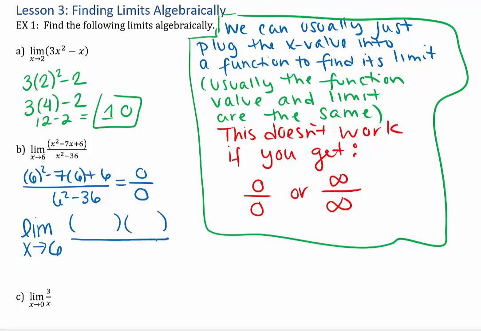So in the numerator, to factor I need a product of 6. I think 6 and 1 would work. Make them both negative. That adds up to negative 7. In the denominator, I have a difference of perfect squares. I'll factor that as x plus 6, x minus 6. Now that this is in factored form, I can see I have a common factor. I'm going to cancel that out.